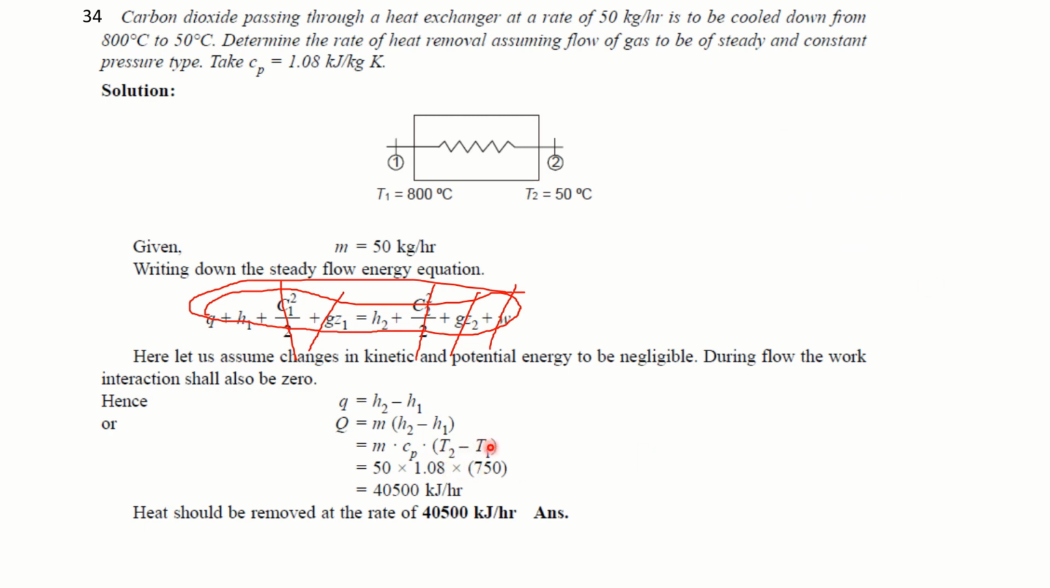Correct? Those values I have substituted. I have got mass, I have got specific heat, I have got temperature values, and substitute. So you will get this is the amount of heat to be removed per hour. If I divide by 3600 over here, then you can divide 4500 by 3600 and get kilowatt. So it is just to cool this gas, we have to remove the heat.